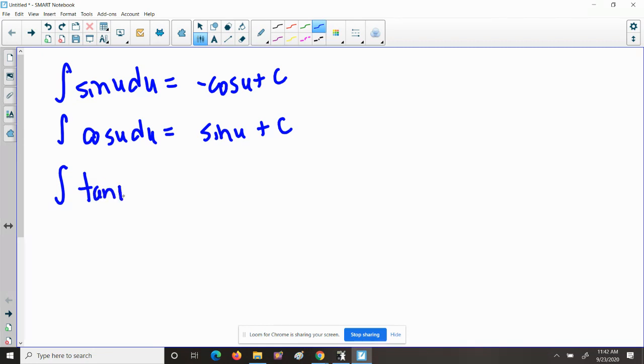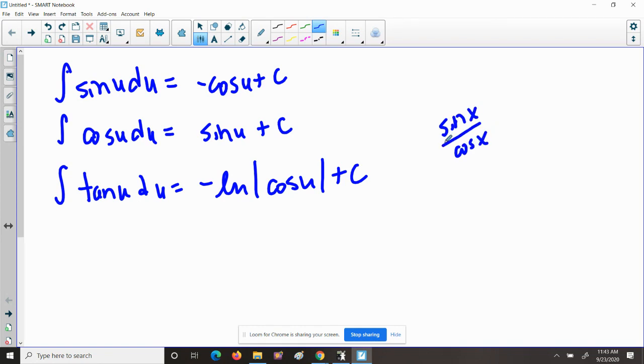So the integral of tangent of u du is negative natural log of absolute value of cosine of u plus c. I want you to think for a minute why that is. Think about what tangent is. Tangent is sine over cosine, right? Think about if you were taking the integral of that function. Cosine could be your u, du would be negative sine of x dx, so you would have the negative of the du. When you take the integral of 1 over u, you get natural log of absolute value of u. That's where this function comes from. Just so you know, you don't have to know that, but if you were curious, that's where that comes from.